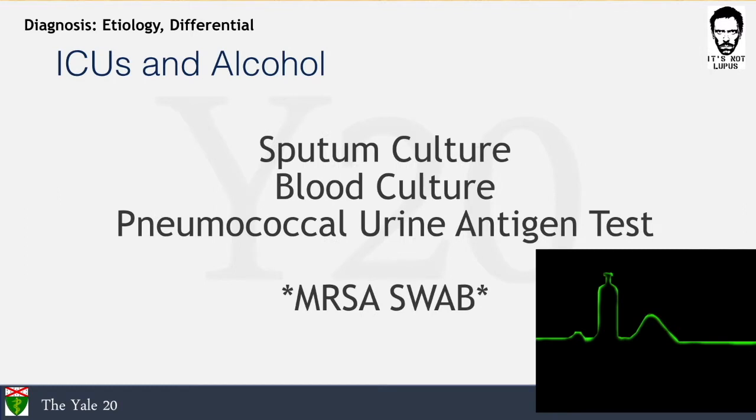So one way I thought it would be easy to remember is two scenarios where you order a lot of these major tests: if they're in the ICU or if the patient has an issue with alcohol use. So if someone is in the ICU or uses a lot of alcohol, that's going to really prompt you to get a sputum culture, get a blood culture, and check a urine pneumococcal antigen test. It will also involve doing a MRSA swab, and this we'll talk about in more detail later in our Staph aureus section. But you see I gave you that little logo there to remember this, which is the little telemetry sign with the liquor bottle built into the QRS complex.